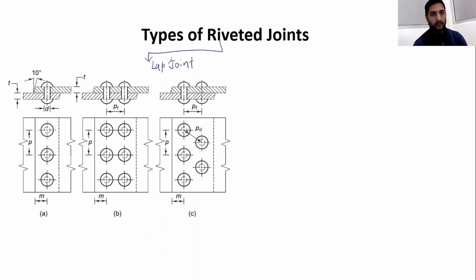As you know, a lap joint consists of overlapping plates, and we join these two plates with the help of rivets. The number of rows of rivets may be 1, 2 or 3, as you can see in figures A, B and C. In figure A we have only one row, in figure B we have 2 rows, and in figure C we have 3 rows. Depending upon the number of rows, we can classify the lap joint as a single riveted lap joint, and if we have 2 rows then we classify it as a double riveted lap joint. So B and C we can call double riveted lap joints.